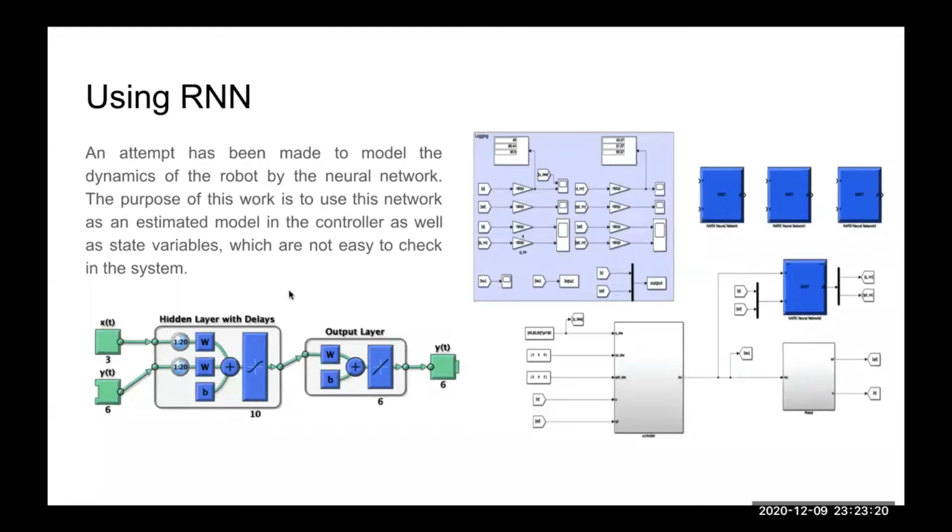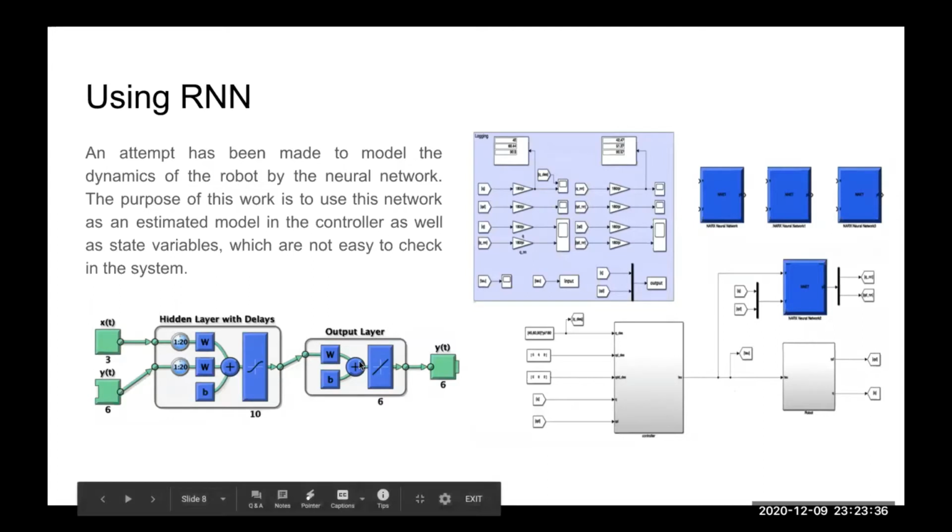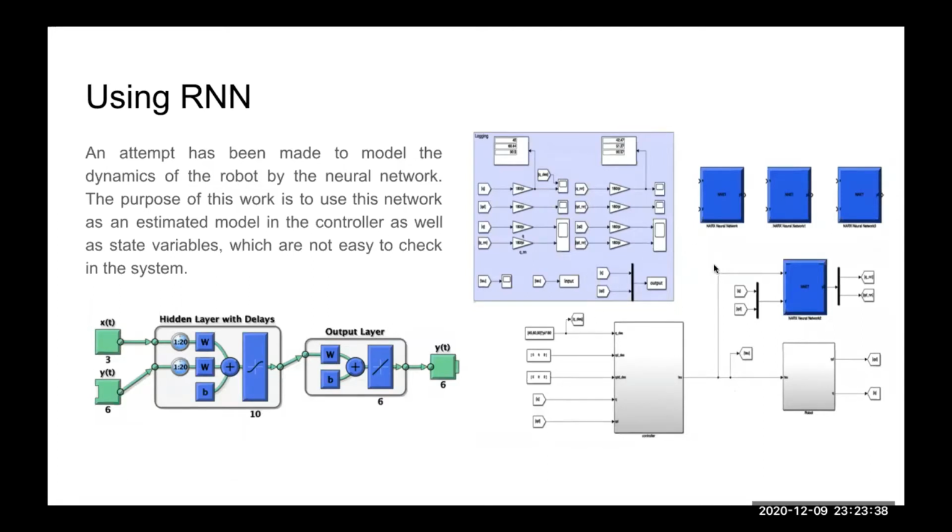So in an attempt to replace this Fourier series in the RFAT controller, we tried to use an RNN to train the model to estimate the weight matrices for the dynamics of the robot. You can see we used an RNN model with 10 layers, and on the right-hand side the final Simulink model with the RNN, the controller, and the robot itself.